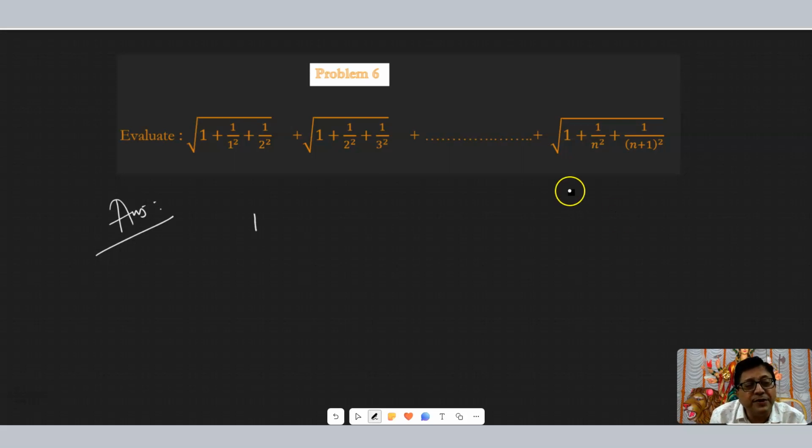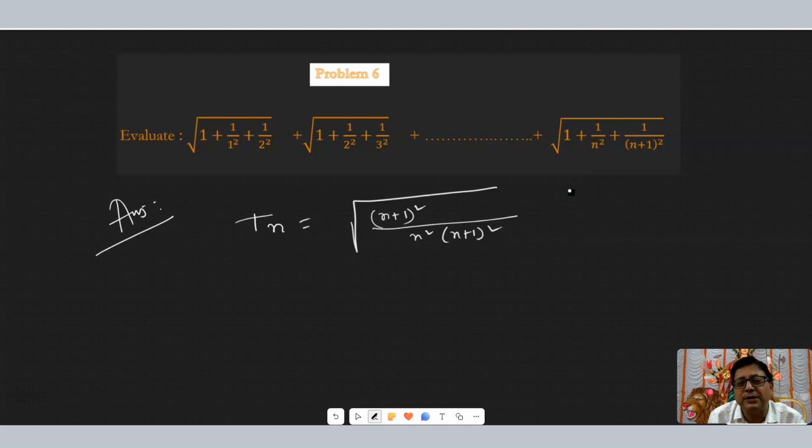Tn is quite obvious, Tn is under root n square (n+1) whole square. So there will be (n+1) square into n square, (n+1) square, and this plus n square.